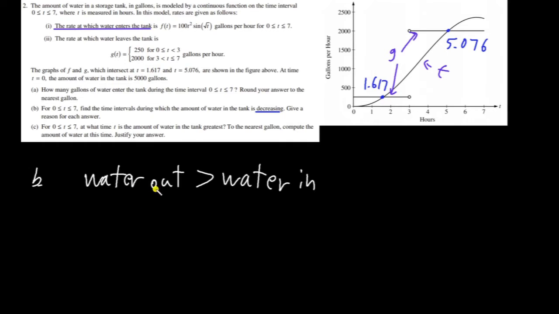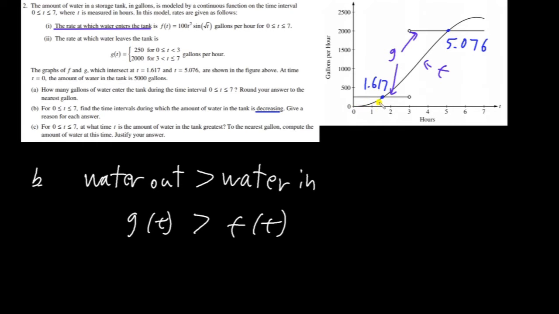The amount of water coming out is given by g of t, the rate at which the water is leaving the tank. And the amount of water coming in is given by f of t, the rate at which water enters the tank. So to figure out when the amount of water is decreasing, we need to figure out where g of t is greater than f of t. If we look at our graph, we need to figure out where the straight lines are above the curves.